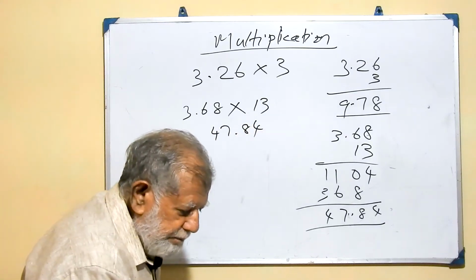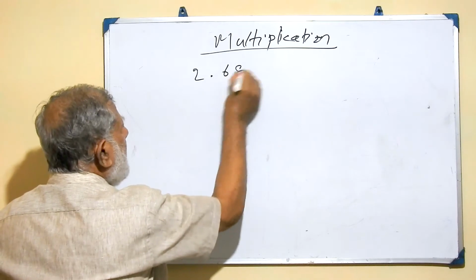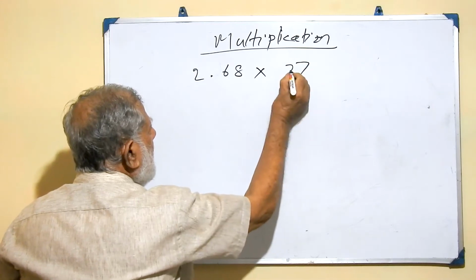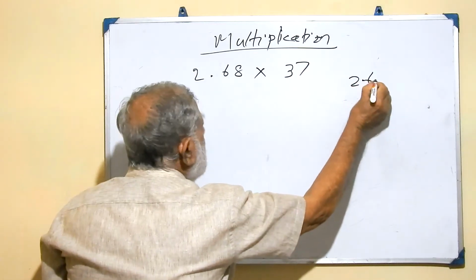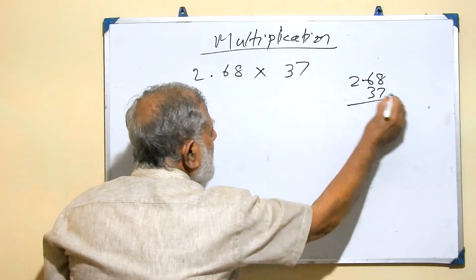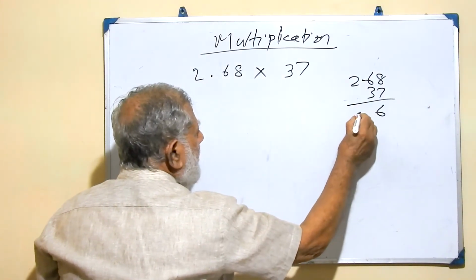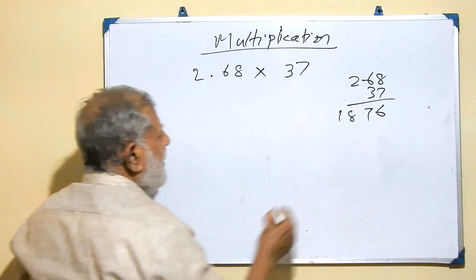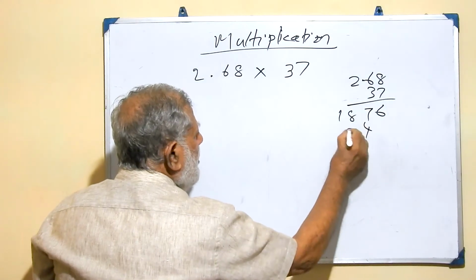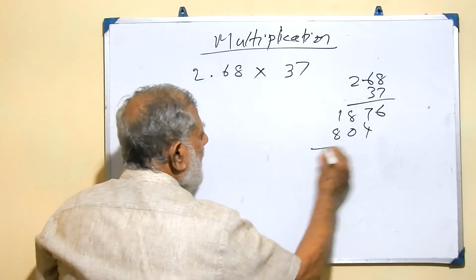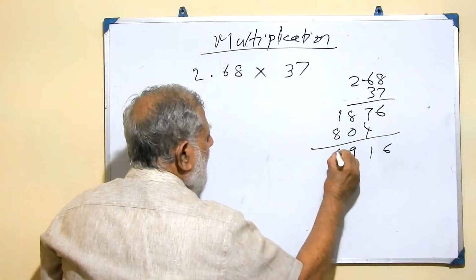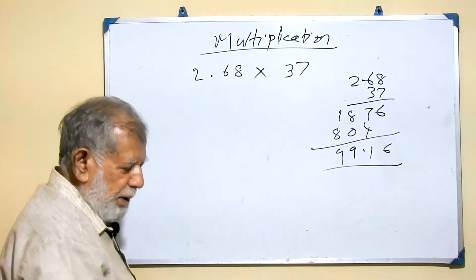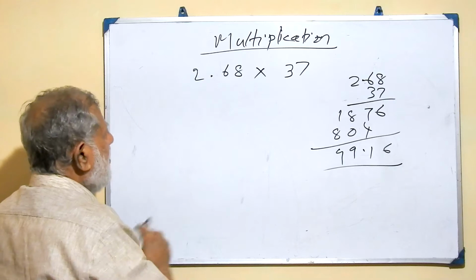We will take another example. 2.68 into 37. 7 eights are 56, 5 over; 7 sixes are 42 and 5 makes 47, 4 over; 7 twos are 14 and 4 makes 18. And 3 eights are 24, 2 over; 3 sixes are 18 and 2 makes 20, 2 over; 3 twos are 6 and 2 makes 8. Then adding, we get 9, 9, 1, 6. So the decimal here, two numbers. So that is okay. These are the rules for multiplying by whole numbers.